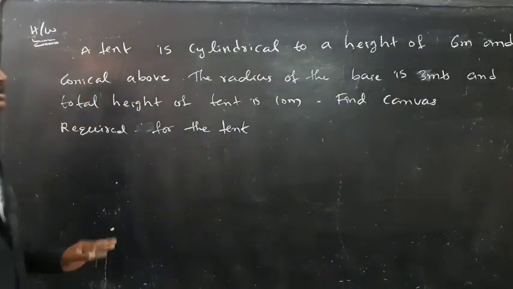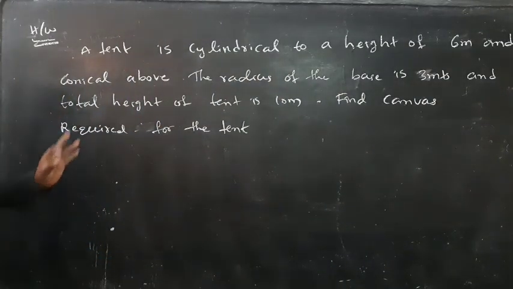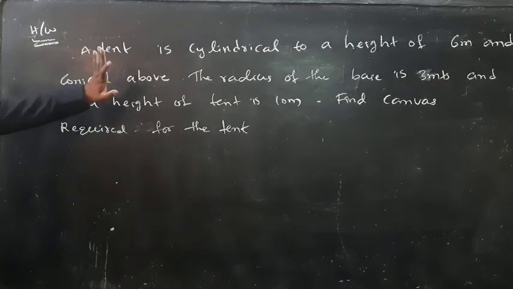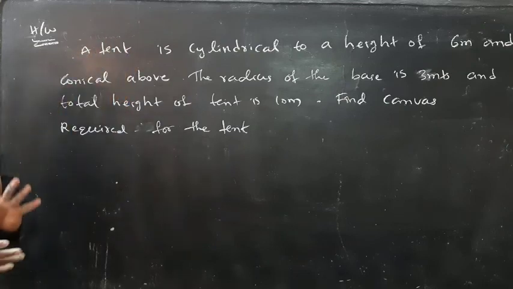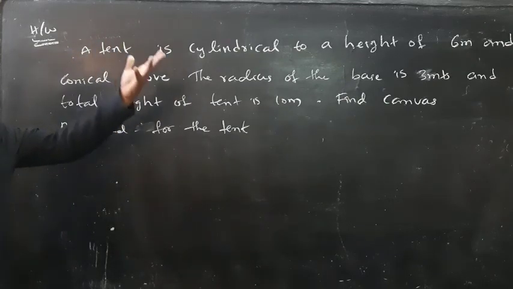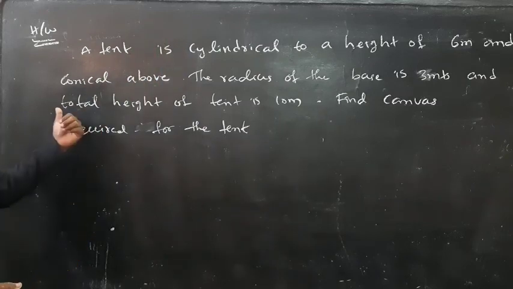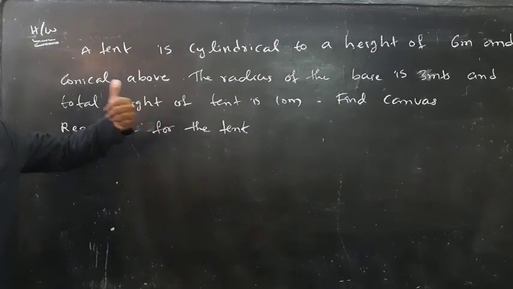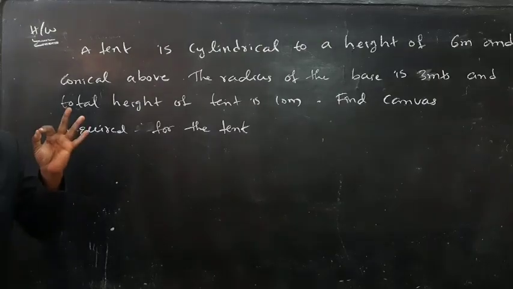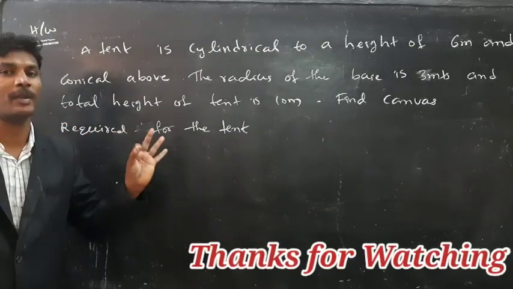So 9th class students, here is the homework on today's concept. A tent is cylindrical to a height of 6 meters. So what is the height of the cylinder? 6 meters. And a conical part above. The radius of the common base is 3 meters. And the total height of the tent is 10 meters. Then find the canvas required to prepare the tent.